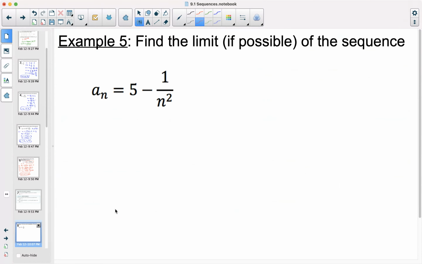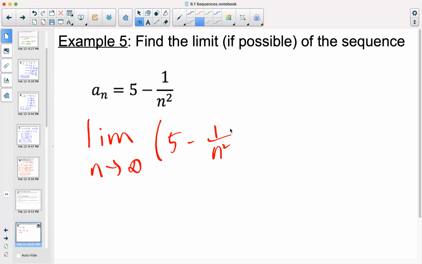Okay, here we go. Example 5. Find the limit, if possible, because it's not always possible, you will find that. So here we go. The limit as n approaches infinity of 5 minus 1 over n squared. Well, we can see this right here. The limit of a constant is the constant. As n approaches infinity, this denominator is getting bigger and bigger and bigger, so this is going to approach 0, so the limit is equal to 5.